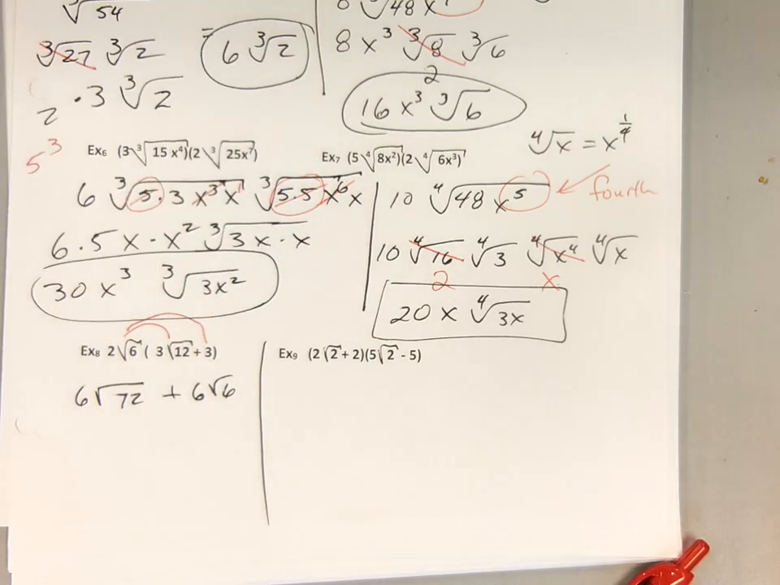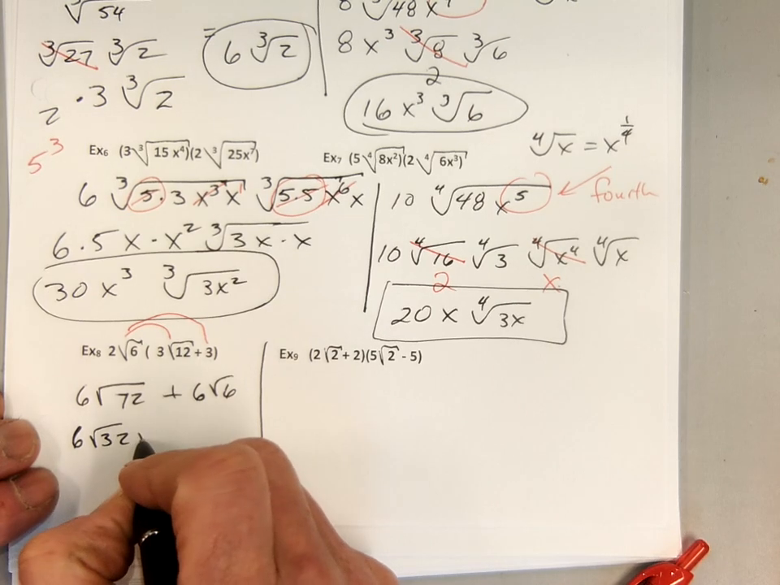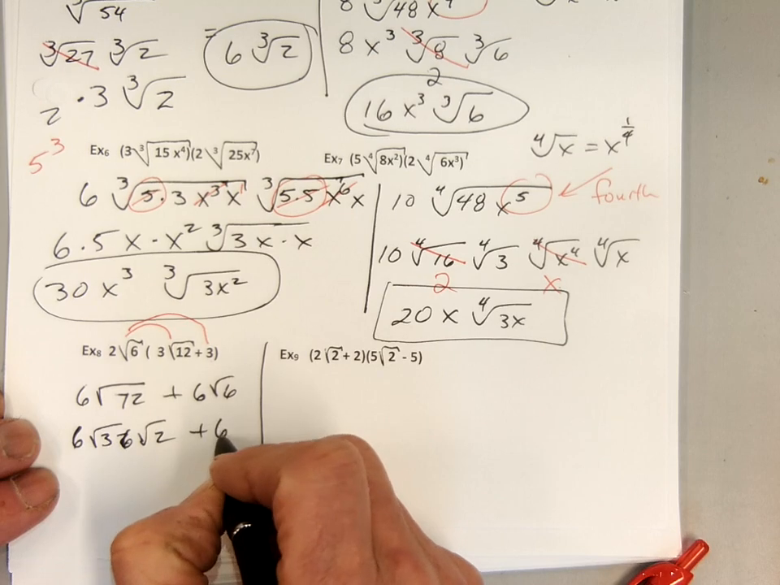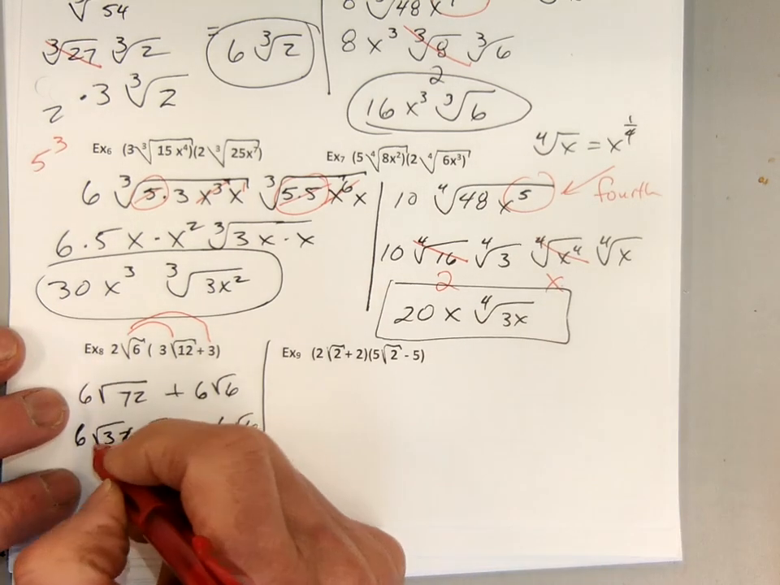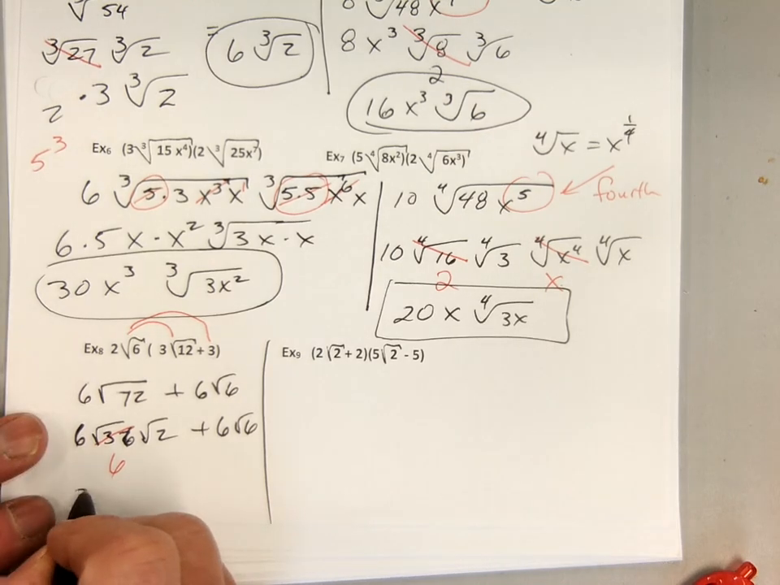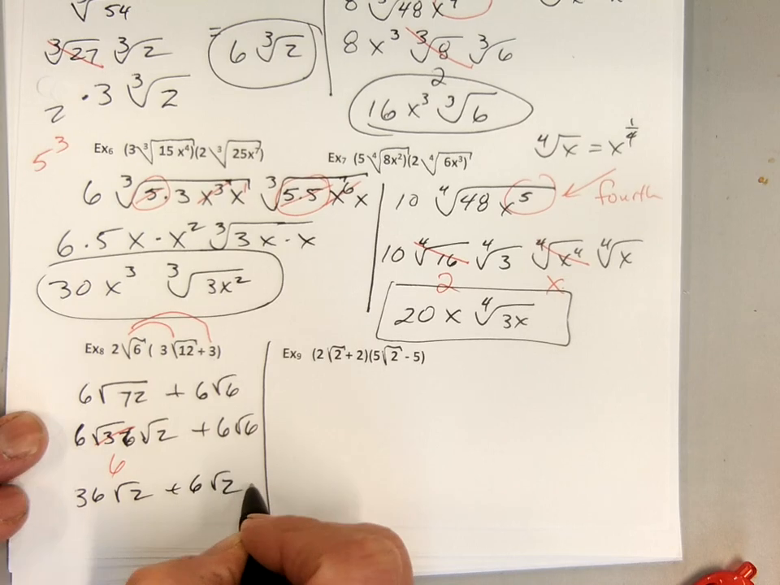Okay, think about what I did. I just multiplied whole numbers with whole numbers, square roots with square roots. Okay. 72, I think, is 36 times 2. That's the fastest way. 36 times 2. And I can't do anything with the square root of 6. There are no multiples that work. Square root of 36 is 6. 6 times 6 is 36. Square root of 2 plus 6 square root of 6.